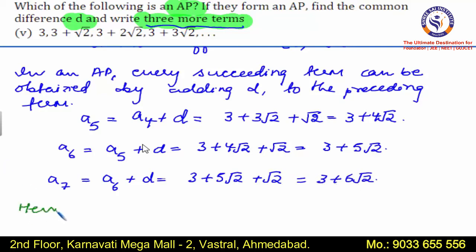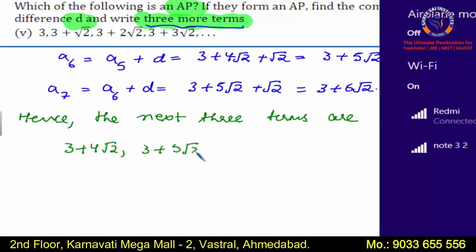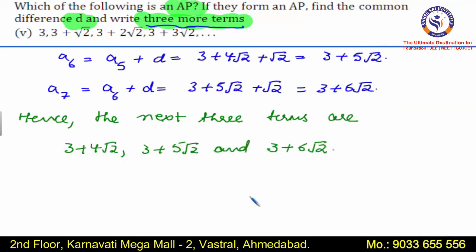Hence, for the given set of numbers which forms an AP, the next 3 terms are 3 plus 4 root 2, 3 plus 5 root 2, and 3 plus 6 root 2. So this completes the solution.